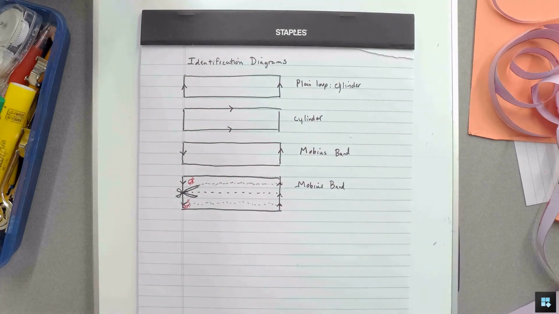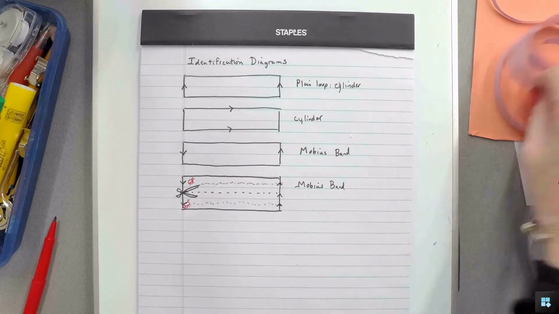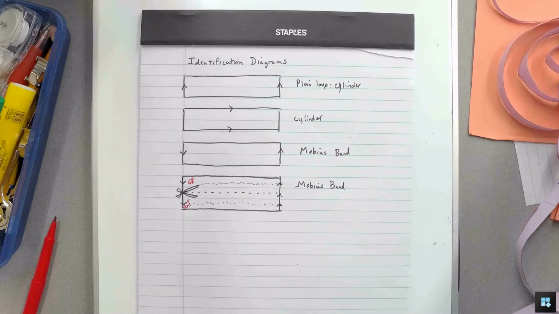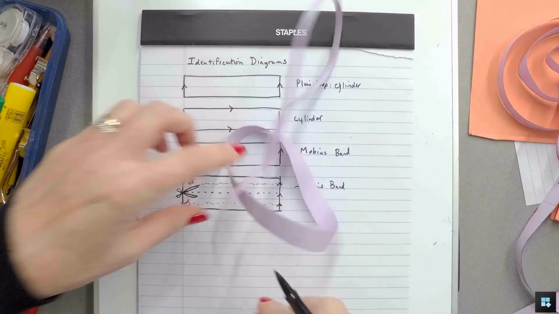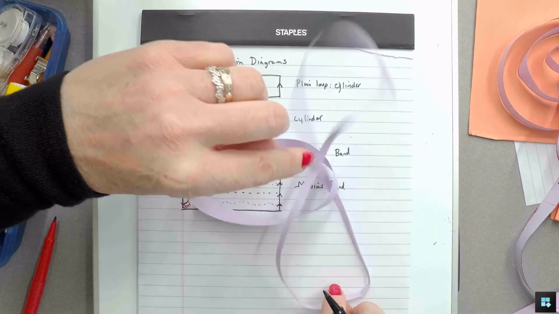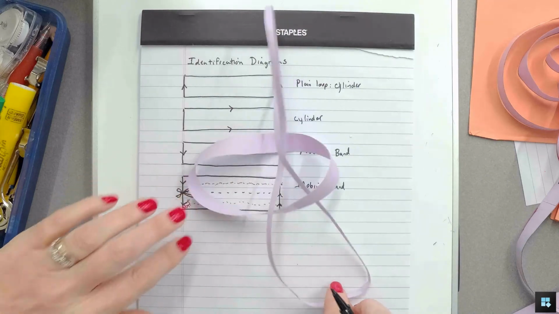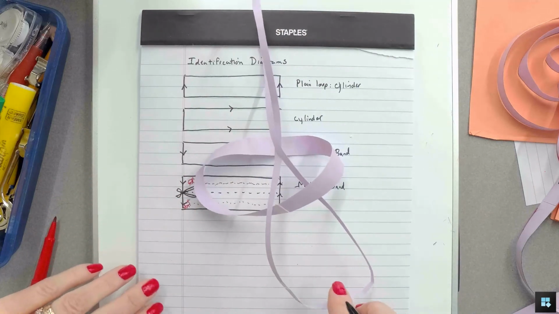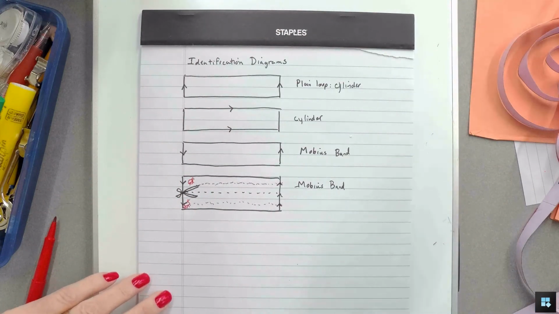Well, what about if we have the Mobius band that we cut the edge off of? Let's see if we can use the identification diagram to explain why we got this shape when we took a Mobius band and cut the edge off. We had one Mobius band and then this long piece of paper.